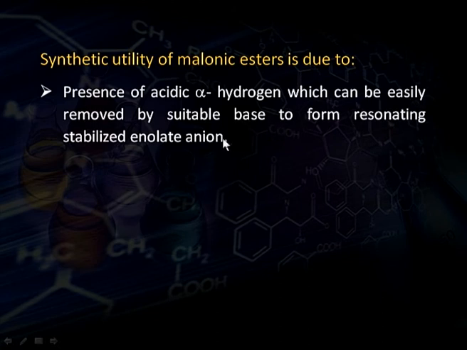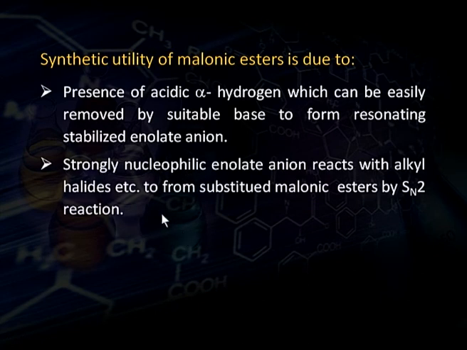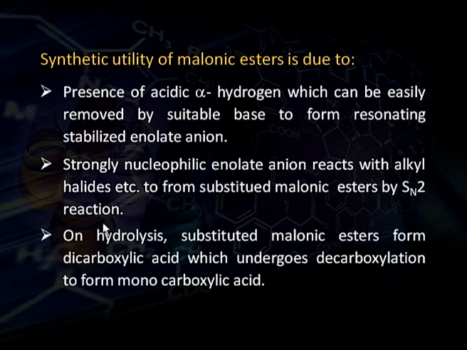So, the synthetic utility of malonic ester is due to the presence of acidic alpha hydrogens, which can be easily removed by a suitable base to form a resonance stabilized enolate anion, and this enolate anion is strongly nucleophilic in nature. The strongly nucleophilic enolate anion reacts with alkyl halide etc. to form substituted malonic ester by SN2 reactions. On hydrolysis, substituted malonic ester forms a dicarboxylic acid, which undergoes decarboxylation to form a monocarboxylic acid.